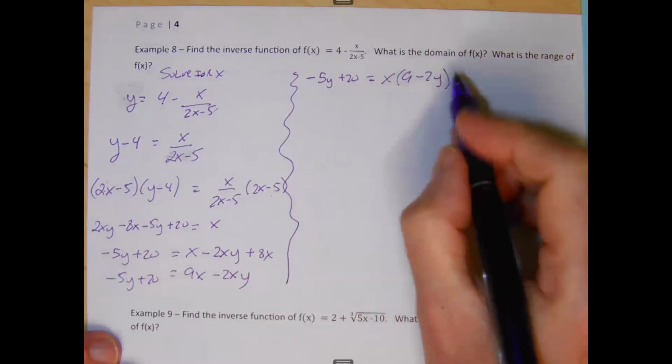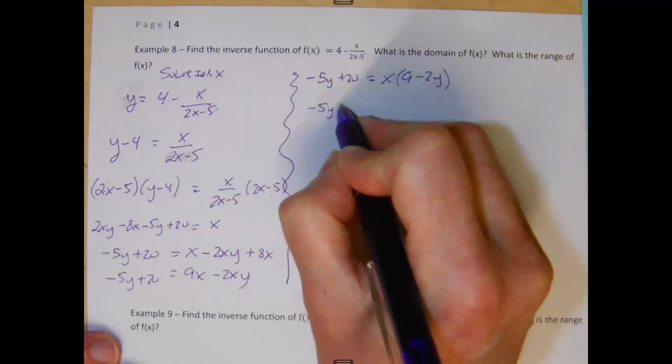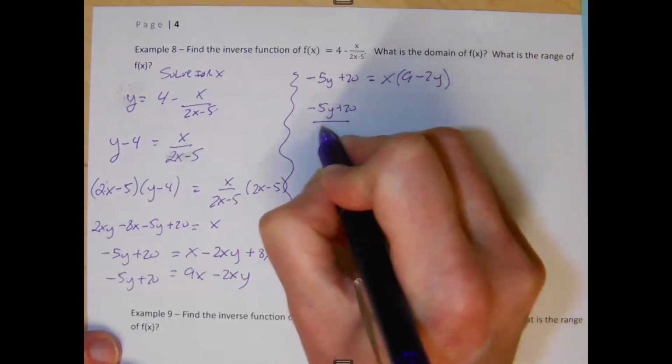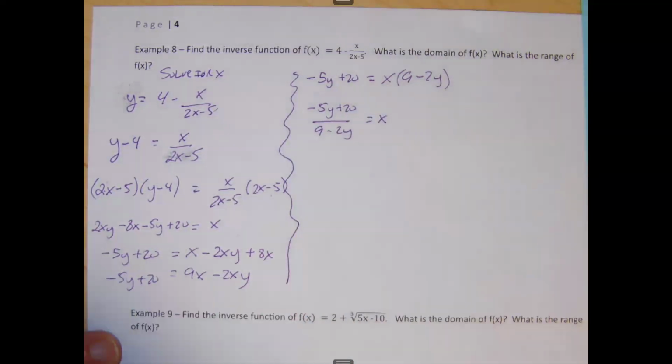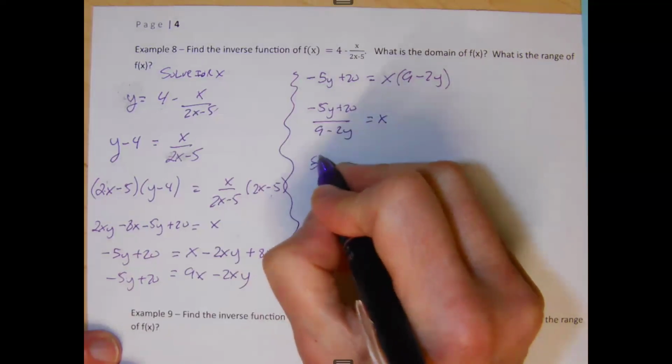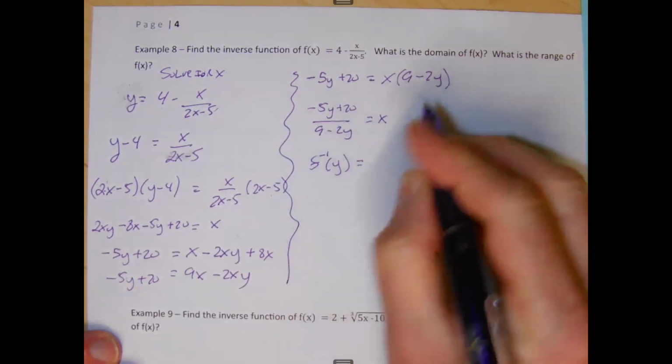Divide both sides by 9 minus 2y. I have found the inverse function. So again, I'm going to just do this, f inverse of y.